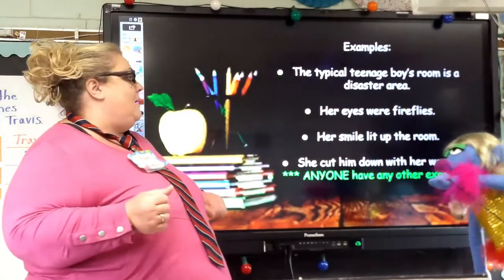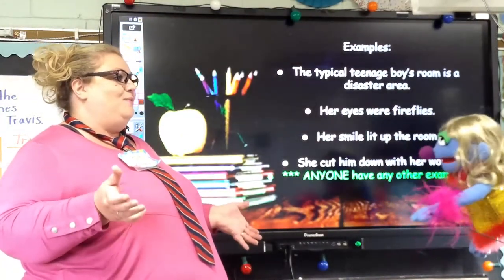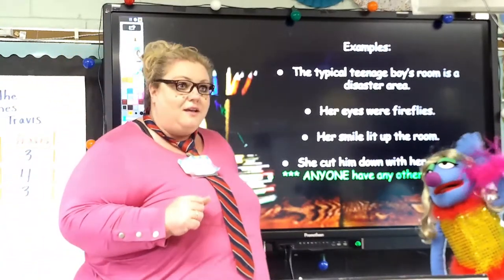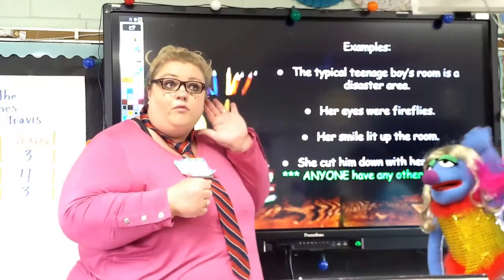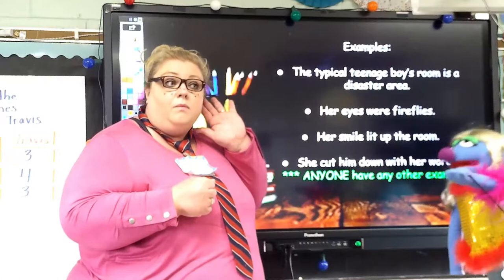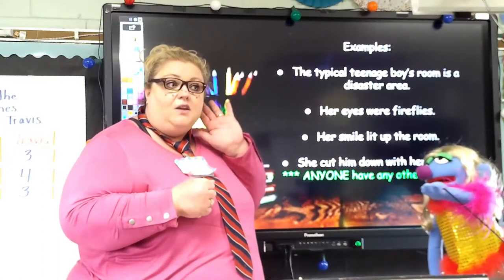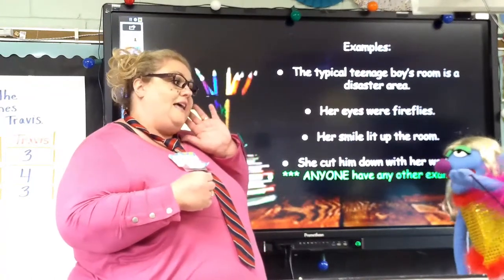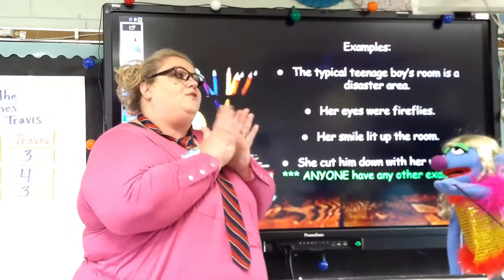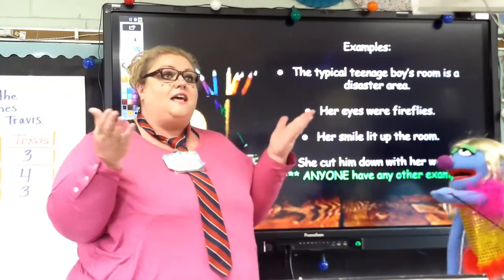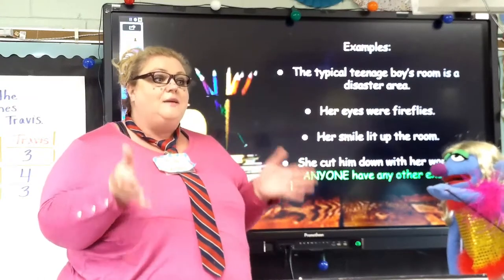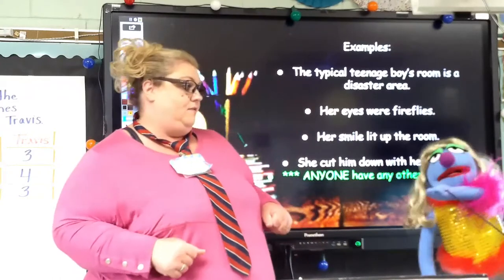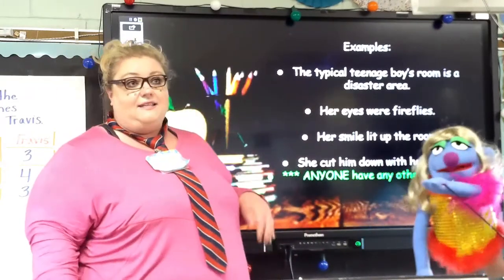Okay, so we're going to give some examples. You don't have an example of a metaphor? Give me an example. Snow is a white blanket. Did you say snow is like a white blanket? No, like. You can't use like or as. People get that confused all the time. That is a simile, not a metaphor. You cannot use like or as, because a metaphor, you're saying something is something else. No like or as.